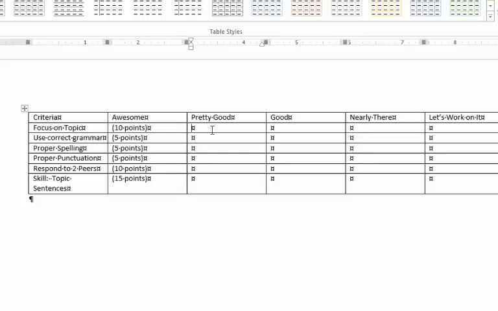I'm going to say that for this, pretty good is 80%. So this is going to be 8 points. 80% of 5 will be 4 points, and you can figure the rest of it out. And good is going to be 70%, so I'll make this 7 points, and 3.5, and so on.